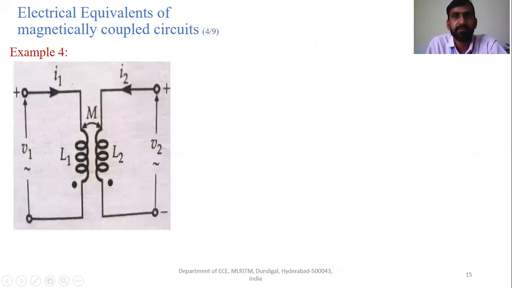So in this example, you can check here. In the left hand side, the current I1 is leaving through the dot, and I2 is also leaving through the dot. So this is the vice versa of the first example. In the first example, both the currents are entering through the dot, but here both the currents are leaving through the dot. Either if both the currents are leaving or both the currents are entering through the dots, the mutual inductance is going to be positive, right?